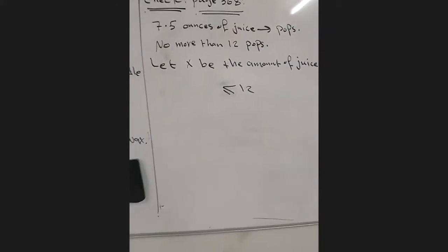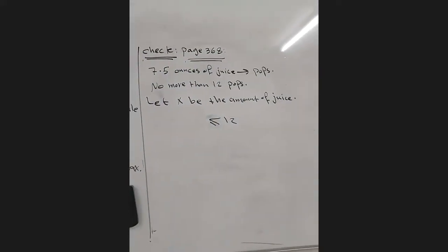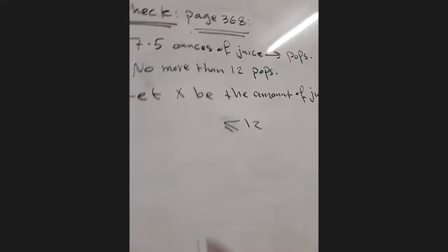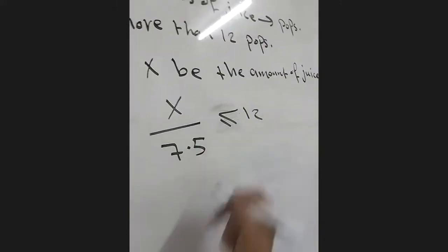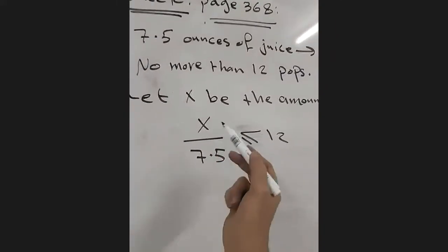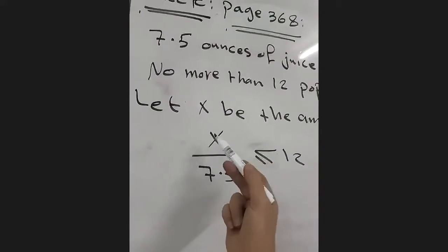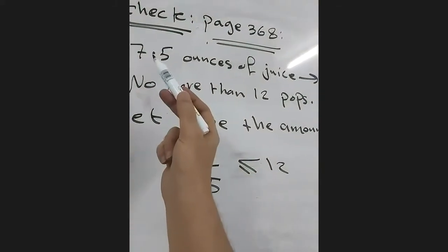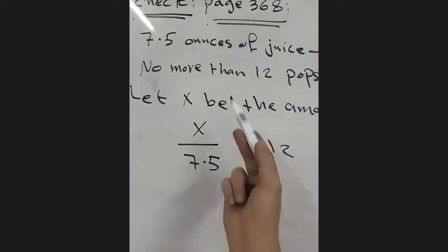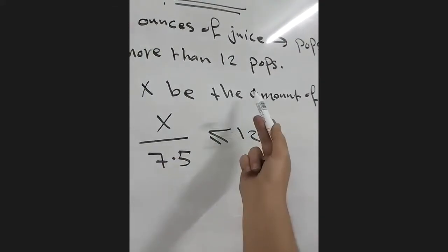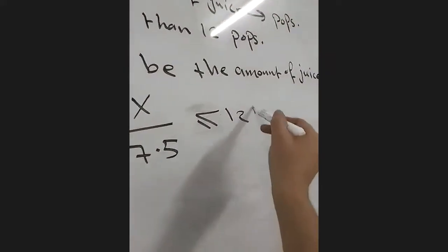12. Now tell me, what will I write here, Dawood? X over 7.5, X divided by 7.5 less than or equal to 12. Now, X is the whole amount of juice. If you divide it by 7.5, which is the amount of ounces needed for each popsicle, the answer should be no more than 12. Got it? Now, this is the inequality.